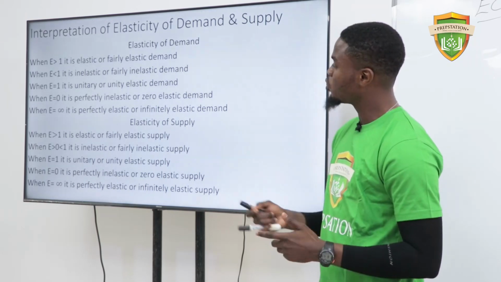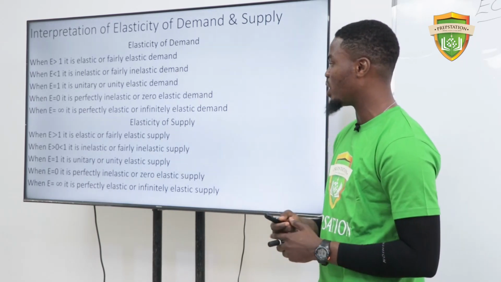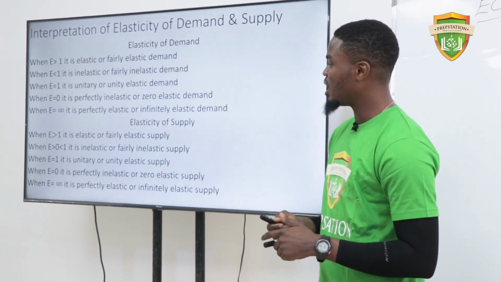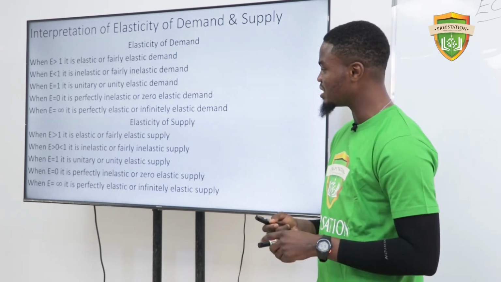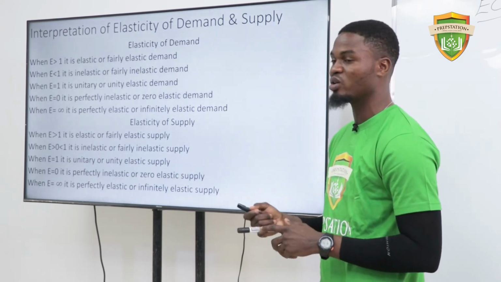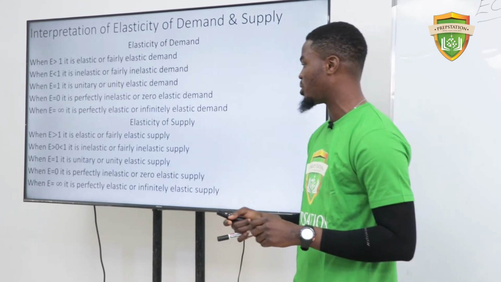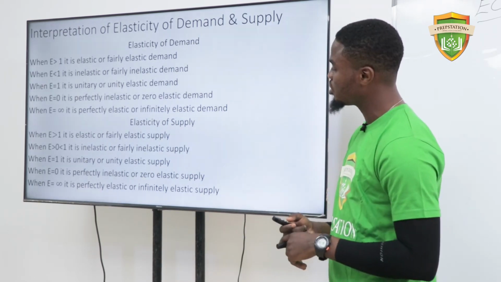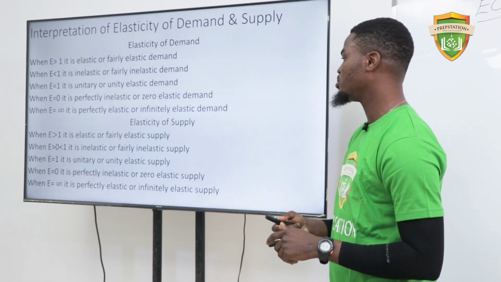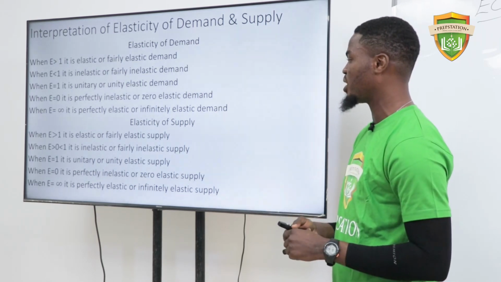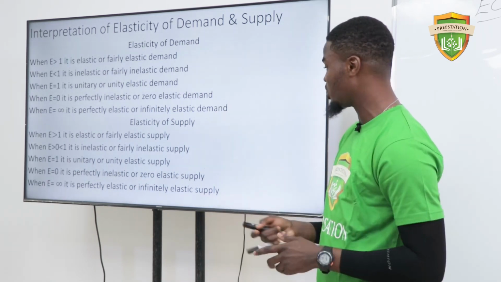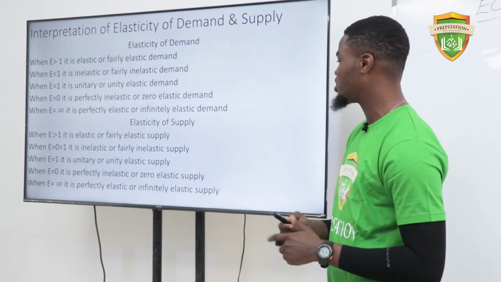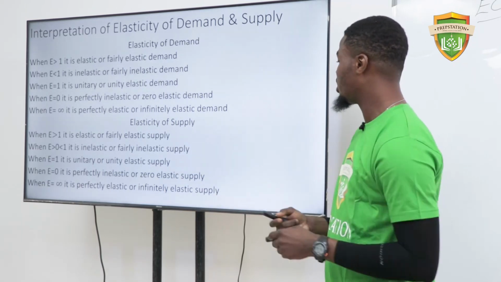Therefore, for supply, when E is greater than 1, it is called elastic or fairly elastic supply. When E is greater than 0 but lesser than 1, it is called inelastic or fairly inelastic supply. And when you have E equals 1, it is called unitary or unit elastic supply. Then when it is 0, it is called a zero elastic supply. And when it is infinite, we have infinitely elastic supply.